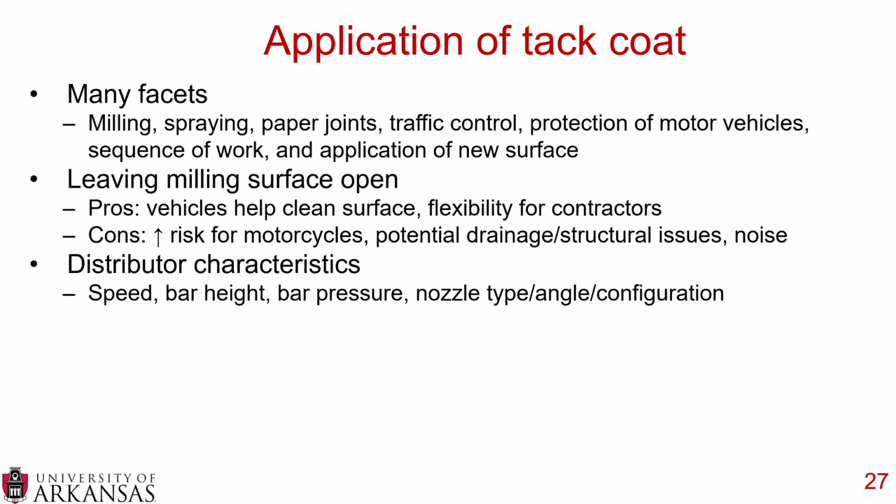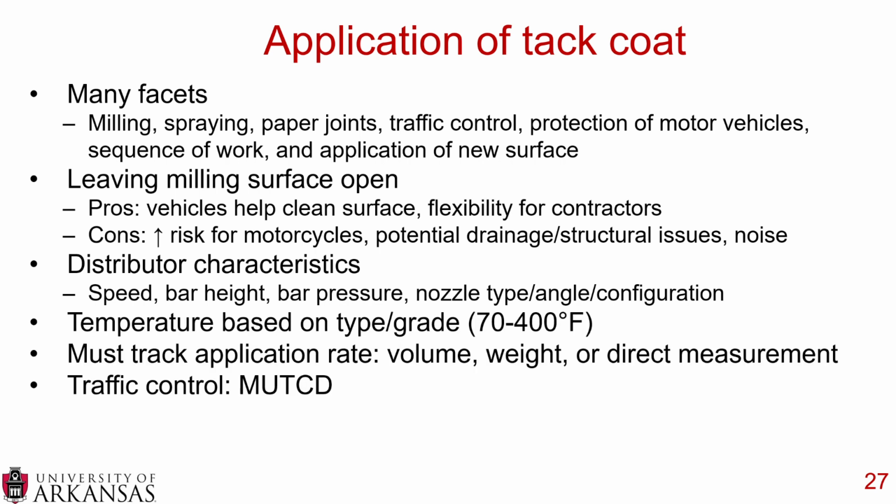There's a lot of characteristics about the distributor that are important. This includes the speed that you're moving, the bar height, how high the spray bar is off the pavement surface, the pressure, how much pressure is forcing the emulsion through the nozzles, and then your nozzle type, the angle of the nozzle, and the configuration of the nozzle. All these are very important for the actual application, making sure you're applying enough.